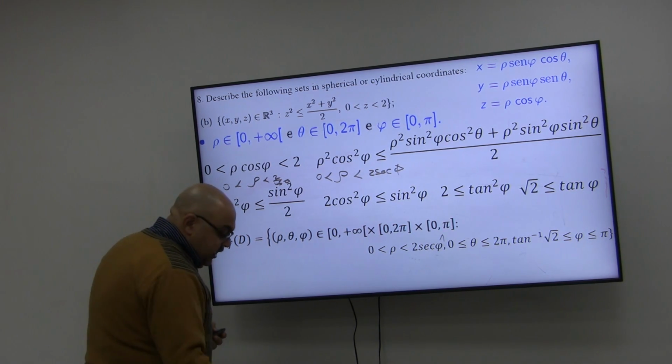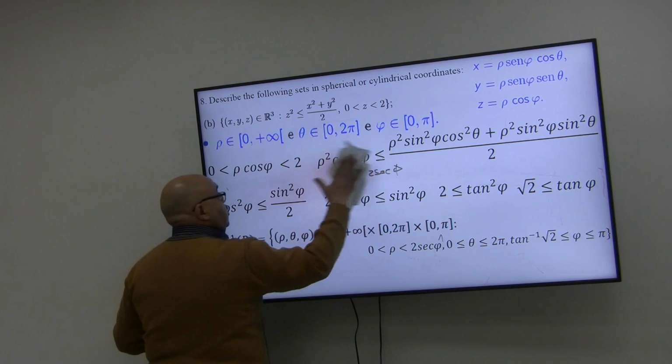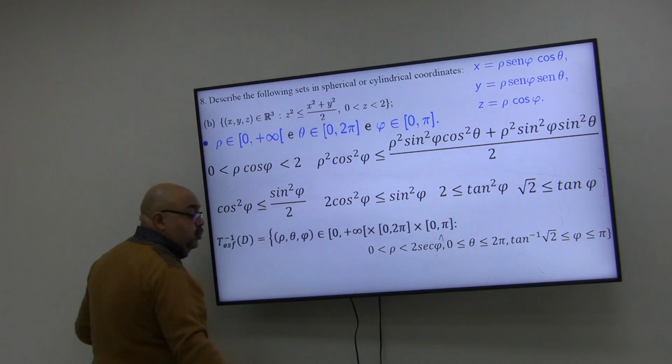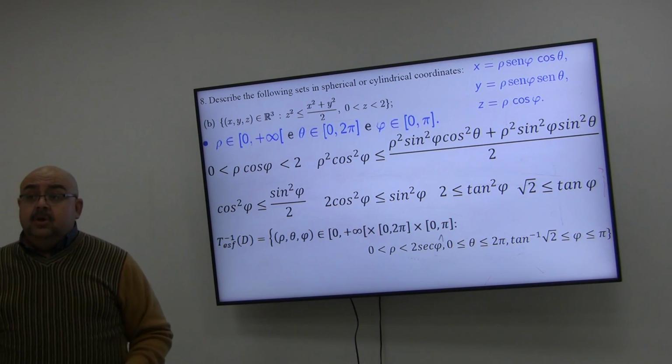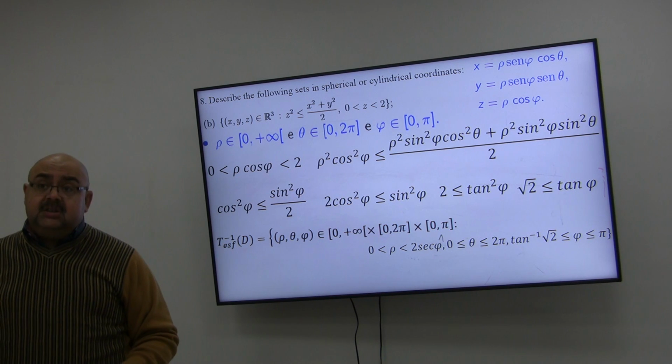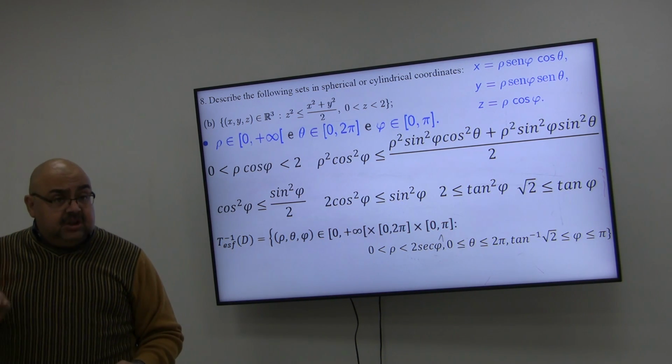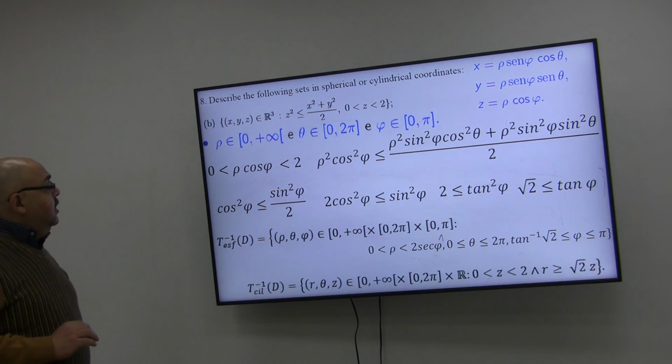By the way, that's a standard problem. Those are standard problems that you will face in your first midterm. You will have questions about the coordinates, about the sectors, the sections related to all of this.